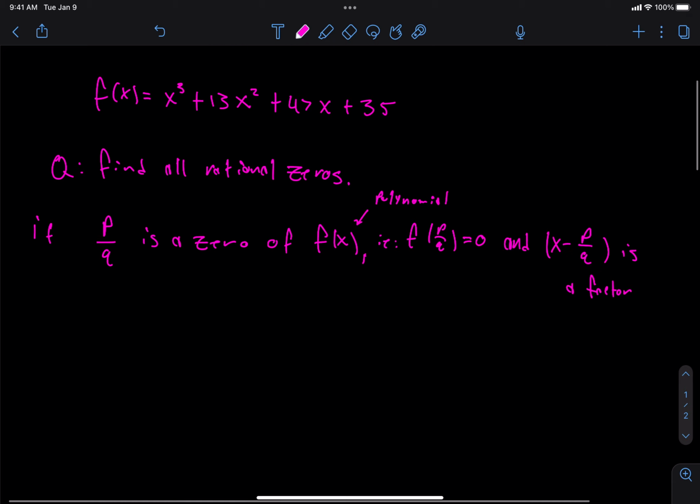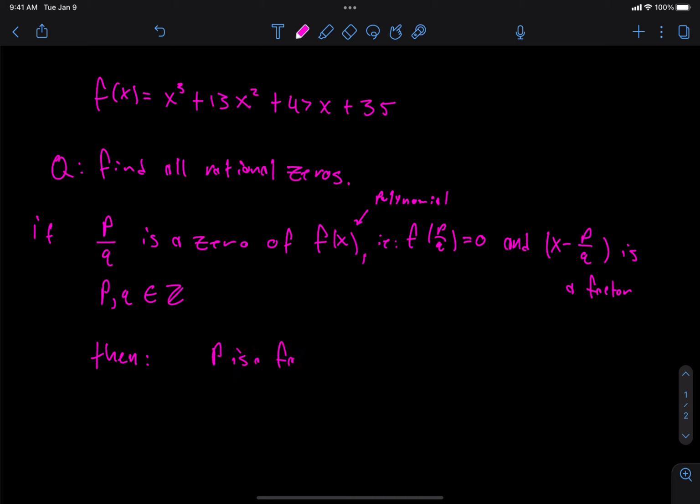So what is true about P over Q? If P over Q is a zero of a polynomial, where P and Q are integers, we write that with this little Z, which is what it means to be a rational number. Then P is a factor of, and Q is a factor of, what? What should go in my blanks?